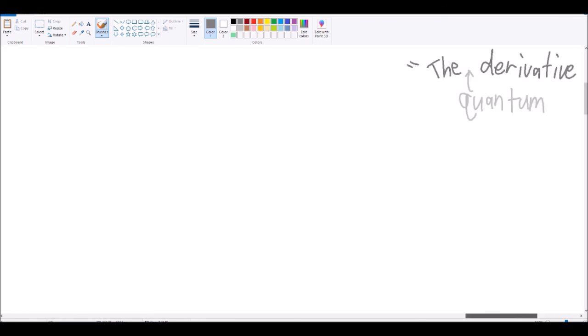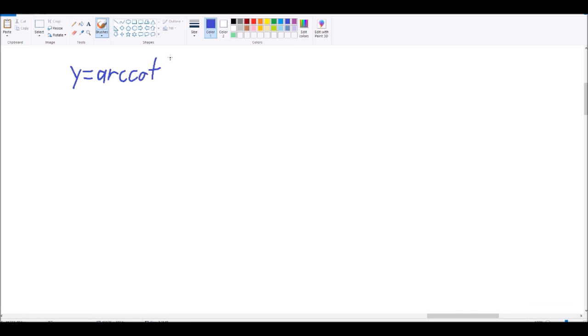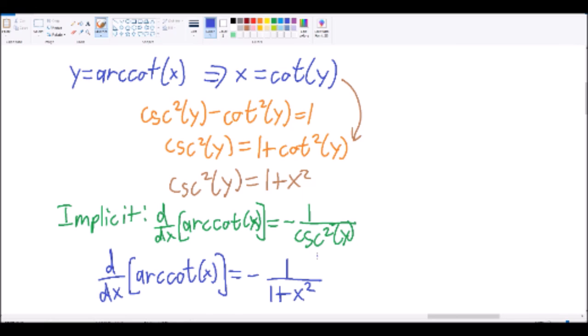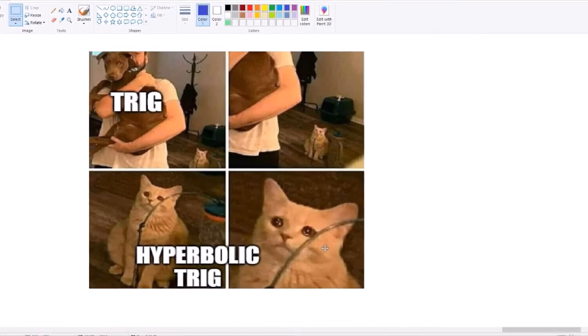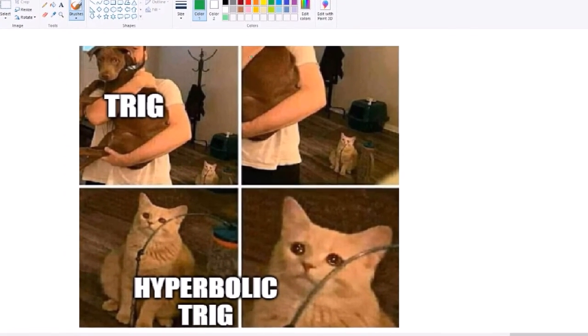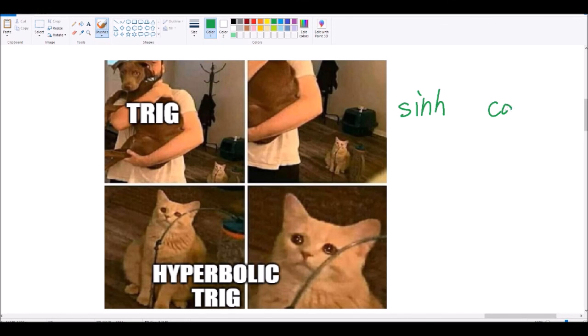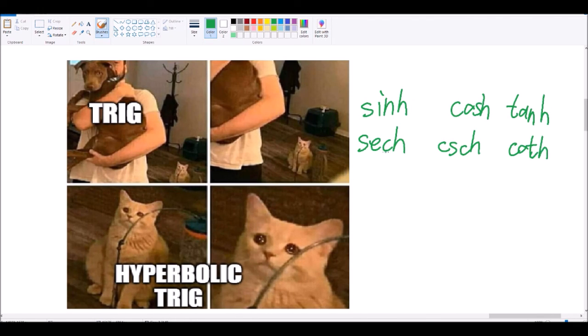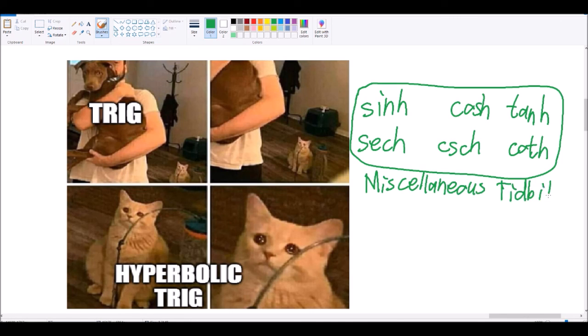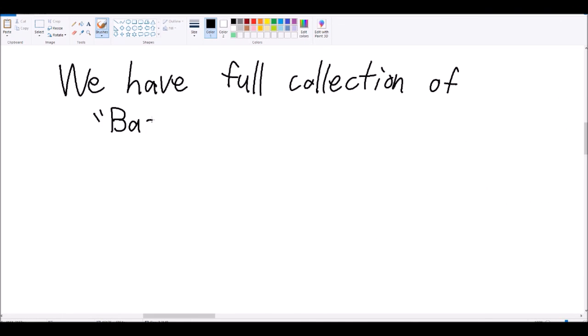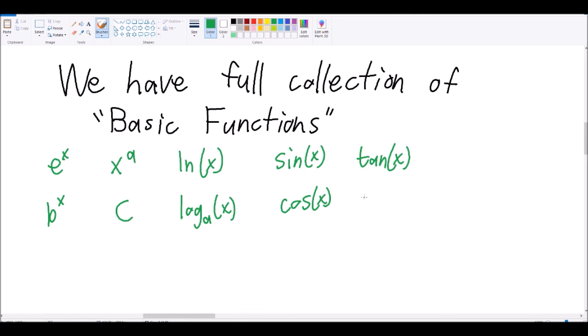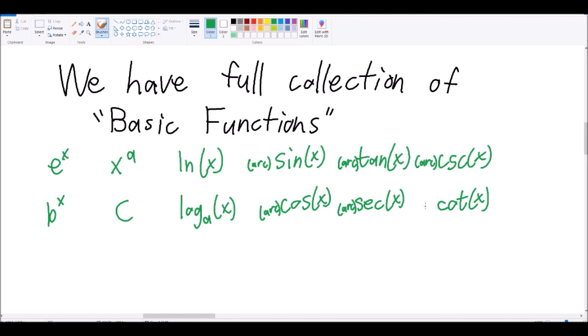Okay, sidestep over. Last function, the arc cotangent. Super speed! And there we go. We now have the full collection of trig derivatives, and there are no more trig functions out there. I said, okay, but that's going to have to be a separate video, because this is already too long. Also, hyperbolic trig is not used much, so it's actually going to be in the miscellaneous tidbits section. But now we have the full collection of all big brain derivatives of quote-unquote basic functions.